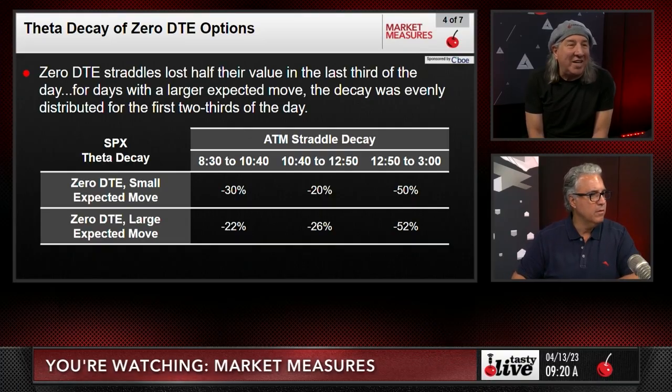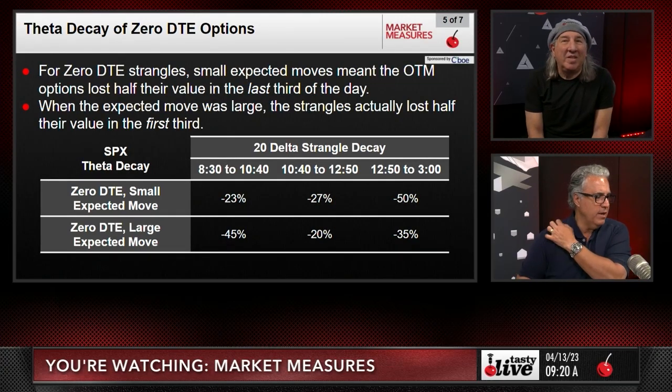In the first third of the day, between 20 and 30%. In the second third of the day, between 20 and 25%. At the end of the day, about 50%, if you're doing the straddle. Let's go to the next slide. You're right, 82,000.